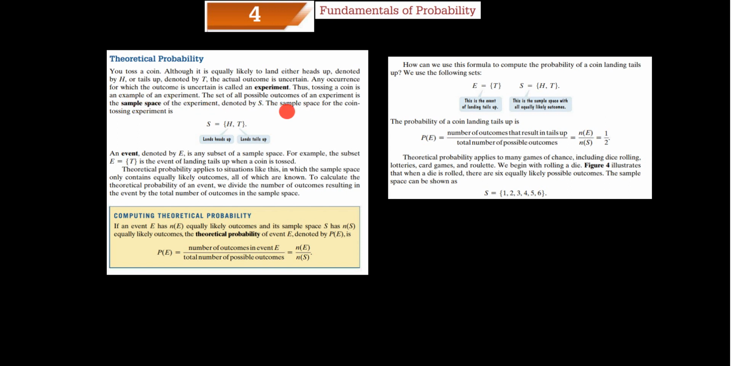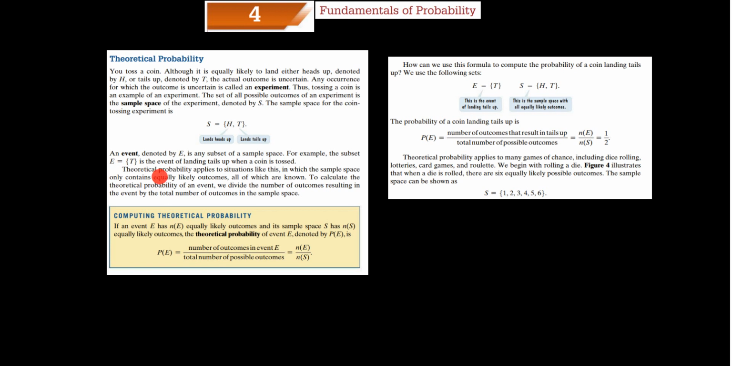So the sample space of flipping a coin, right? S is denoting the sample space. Your possible outcomes are heads or tails. Pretty easy. So an event, which we're going to call E, is a subset of the sample space. So for example, the subset E, again the event, equals T. All right, that is the event of landing on tails when the coin is tossed.